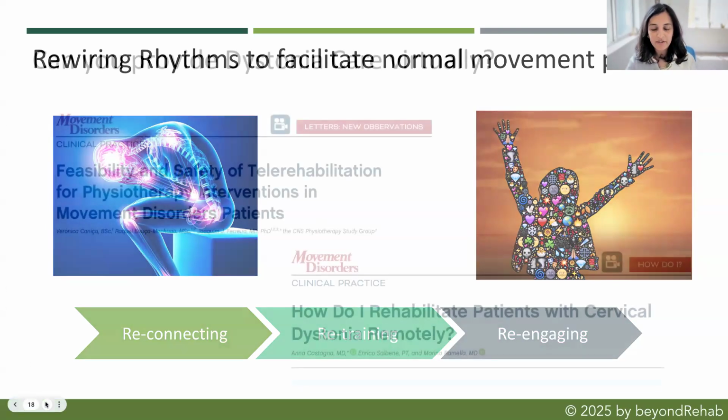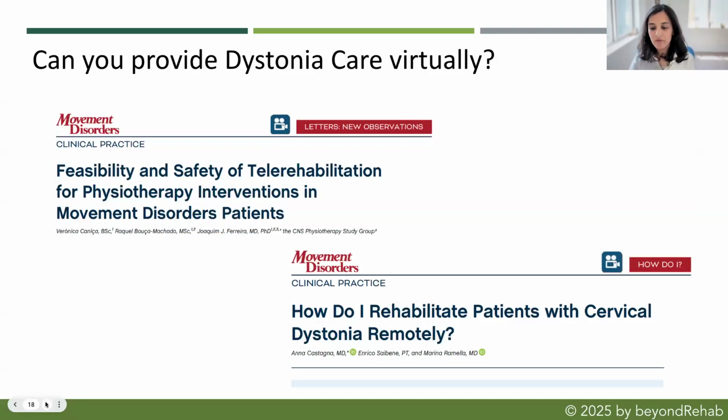There has been more and more research supporting neurorehabilitation training in dystonia. And one of the questions which keeps coming up is, can this all be provided virtually? Our practice is all virtual. There has been a lot of research published in international journals highlighting how remote therapy is effective, and more and more research is coming out supporting telerehabilitation for movement disorder patients, including dystonia and other conditions.